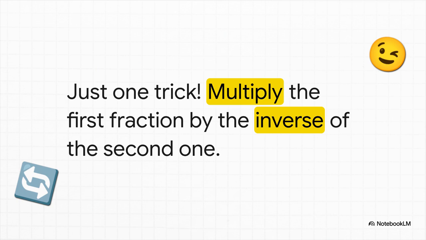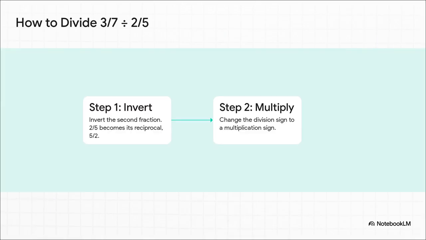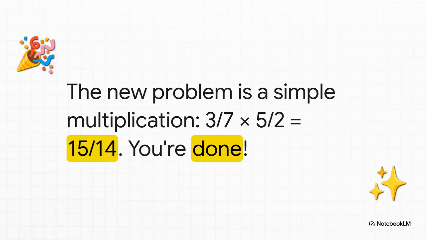There's just one simple move you have to make, and then you're back to doing what you already know. The crucial move is this. You take the second fraction in the problem and you flip it upside down. That's called finding its reciprocal. Then you just swap the division sign for a multiplication sign. And look at that. Our division problem has transformed into a simple multiplication problem. We multiply straight across, 3 times 5 and 7 times 2, and we get our answer, 15/14.